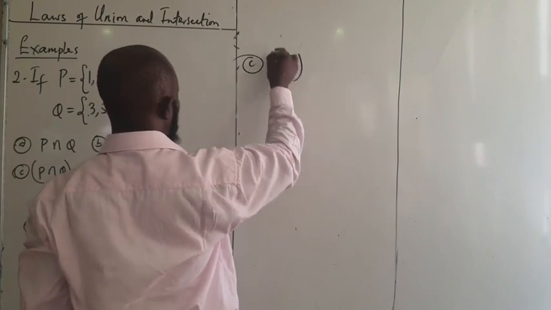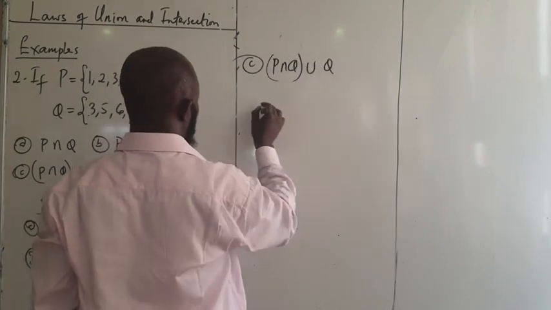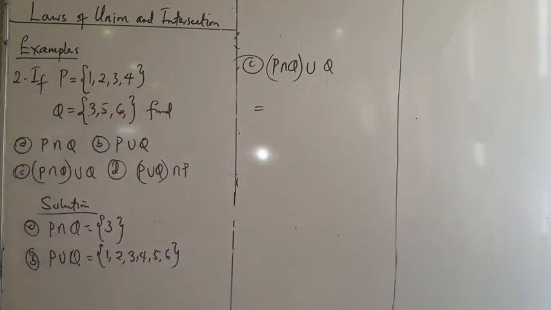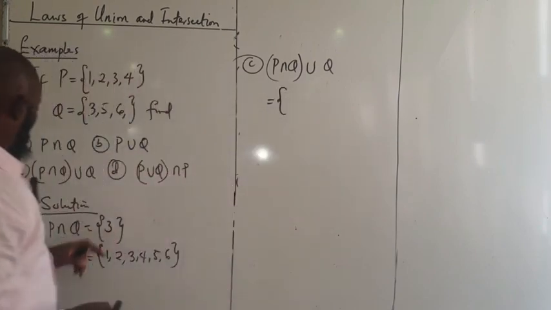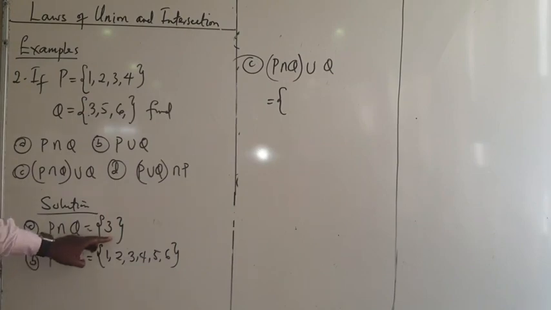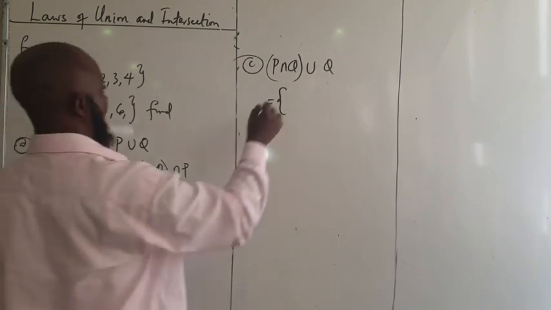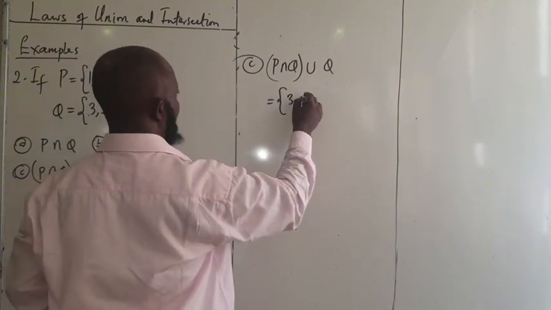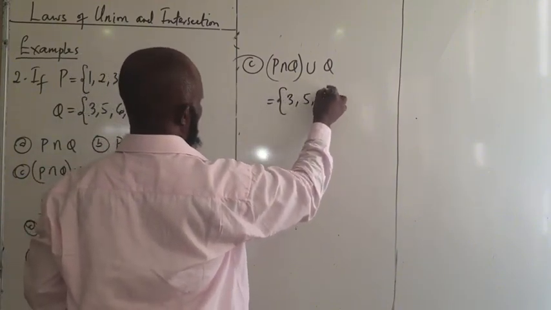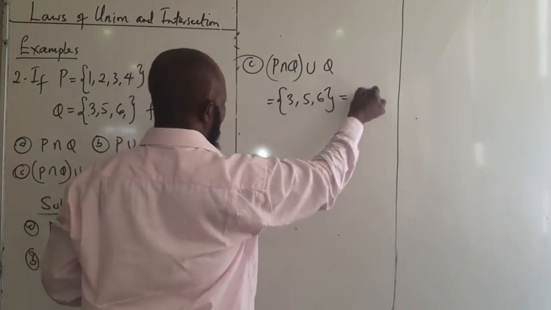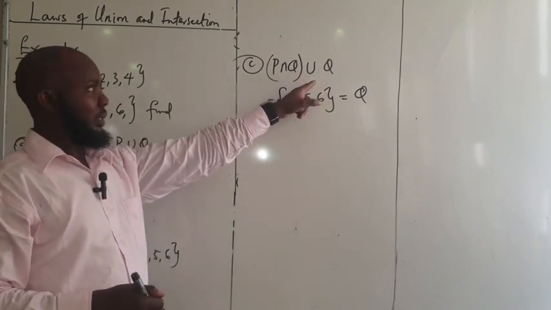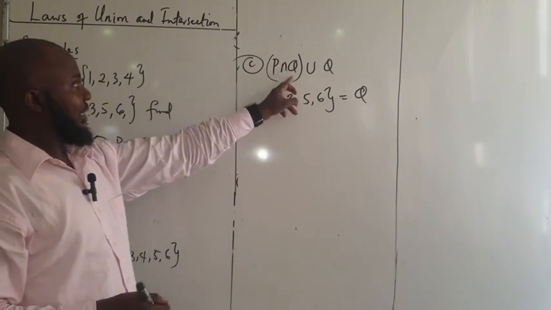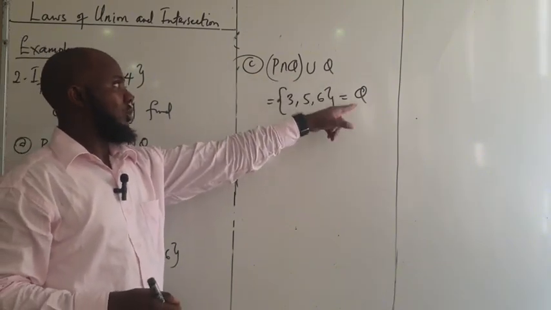Then C. So we have P intersection Q, union Q. So we're going to combine P intersection Q, which is 3, then union Q. We combine the two of them together. That's going to give us 3, 5, and then what? 6. So if you look at this, this is also giving us Q, set Q. So this is what we call absorption law that I just explained. So P intersection Q, union Q is an absorption law. So the answer is C what?